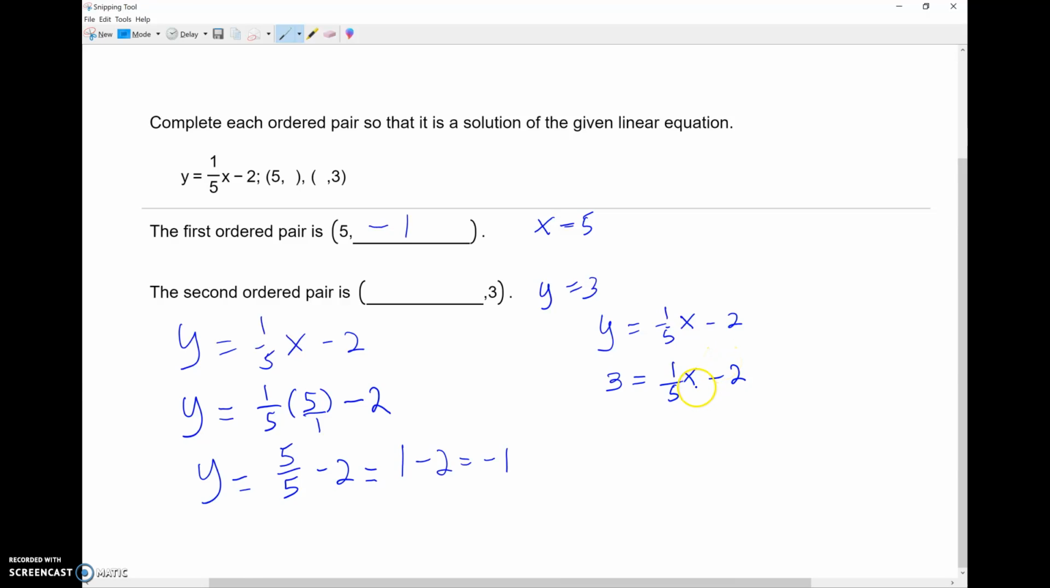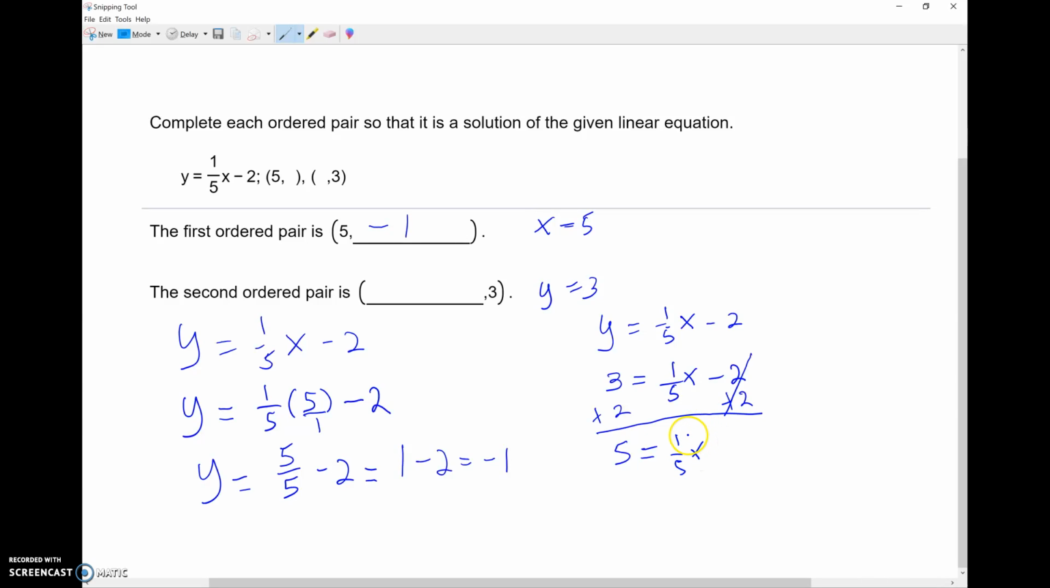And what we're going to do is solve for x. So we're going to go ahead and add 2, and that would be the additive inverse. And we have negative 2 plus 2, which is 0. And we have 3 plus 2, which is 5, is equal to 1/5 x.